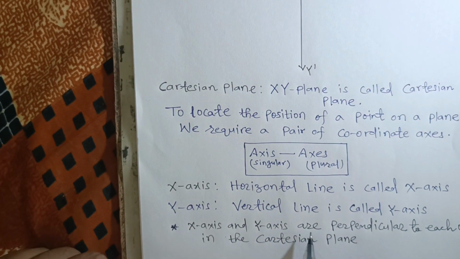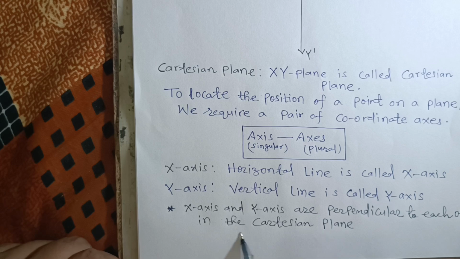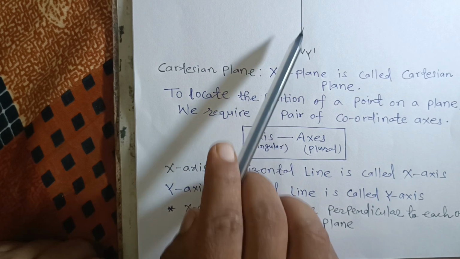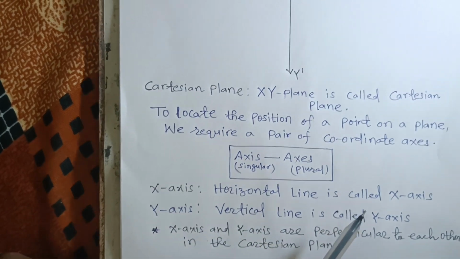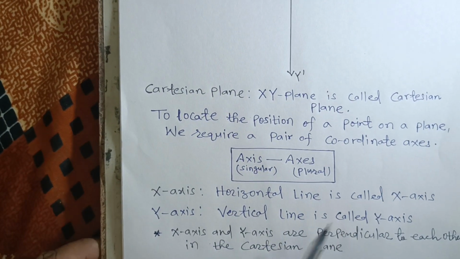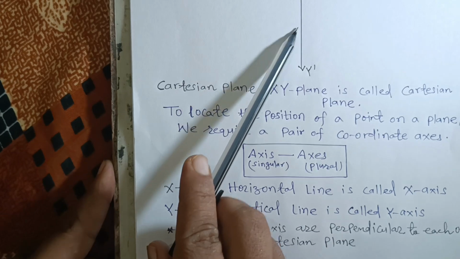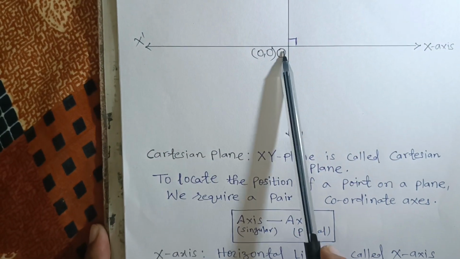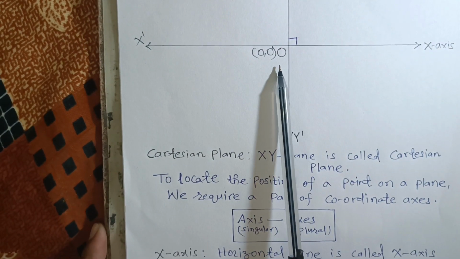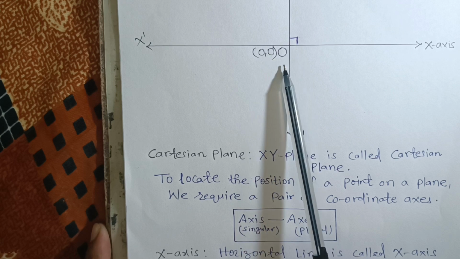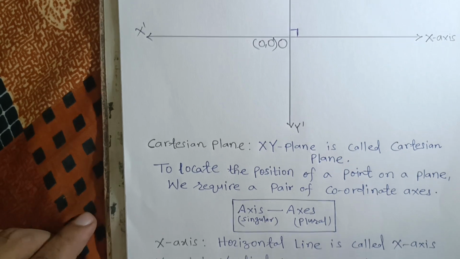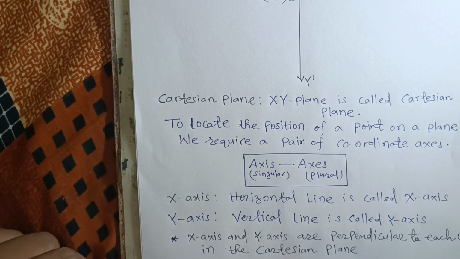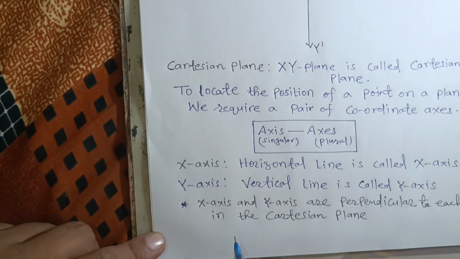X axis and y axis are perpendicular to each other in the Cartesian plane. The point of intersection of x axis and y axis in a Cartesian plane is called origin. What is origin? This is origin, students.